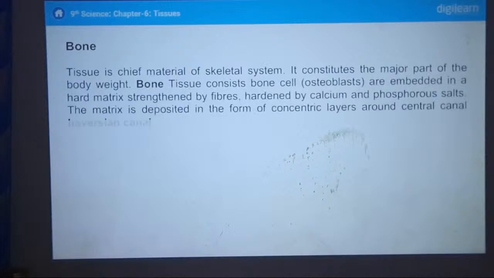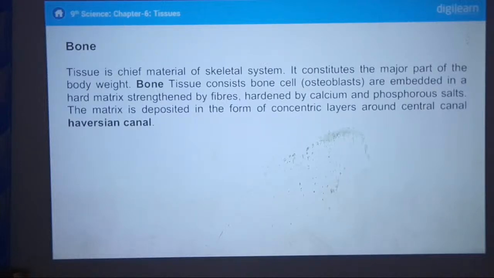Bone. Bone tissue is the chief material of the skeletal system. It constitutes the major part of the body weight. Bone tissue consists of bone cells embedded in a hard matrix strengthened by fibers, hardened by calcium and phosphorus salts.